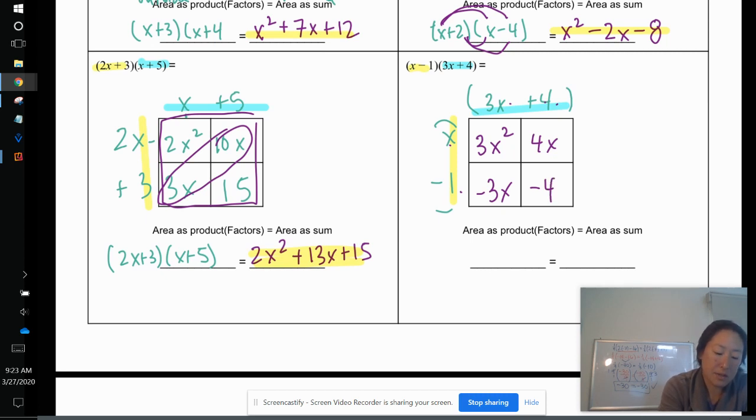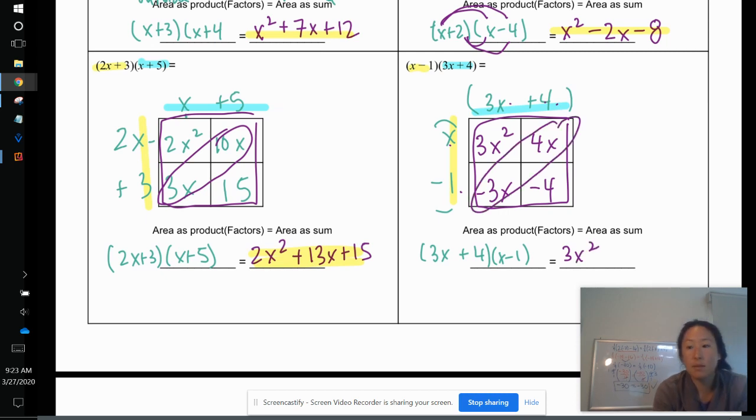So the outside is 3x plus 4 times x minus 1. And the inside, the area as a sum, is 3x squared, 4x minus 3x gives me positive 1x, so plus x minus 4. And that is that.